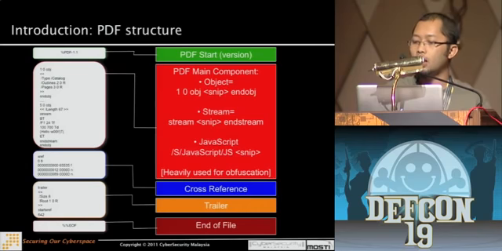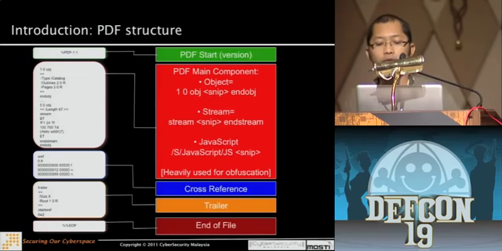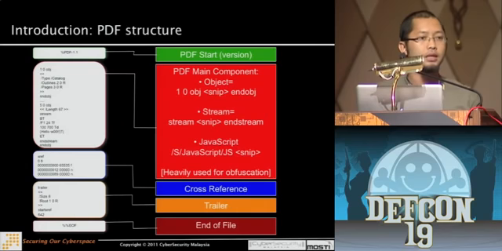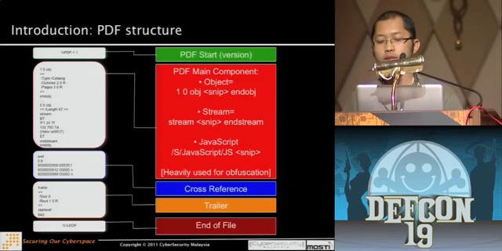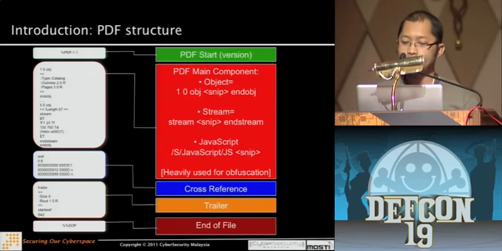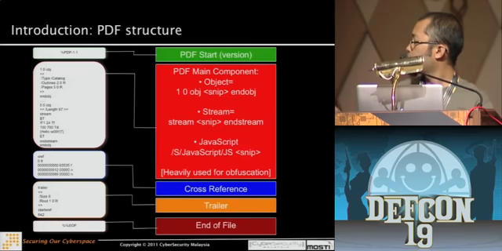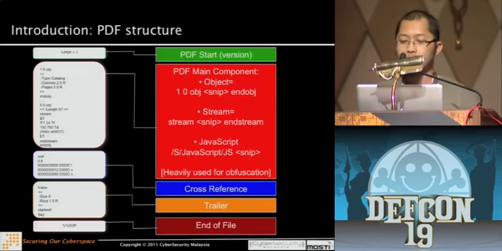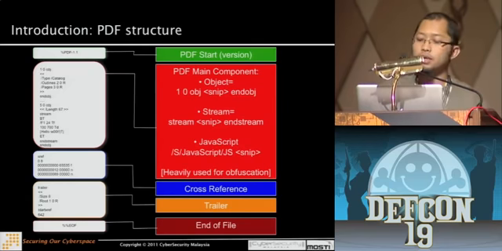And then the second part, if you can see over here, is pretty much the main component of the PDF, which normally has objects, normally represented as obj, and it needs to end with endobj. Later on, I will show some obfuscation that you can implement when it comes to the object declaration, like this one. And of course, another major component inside here is the JavaScript.